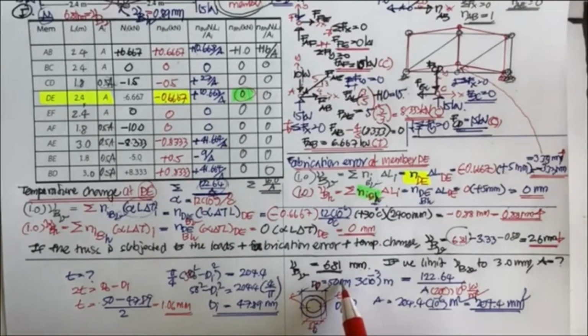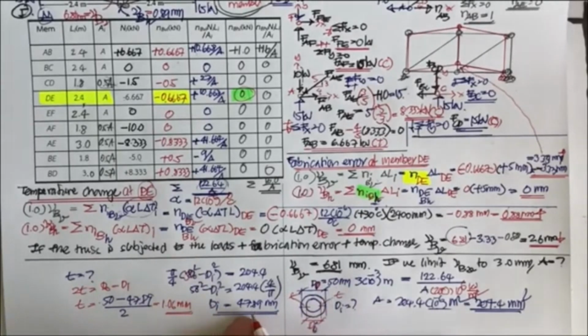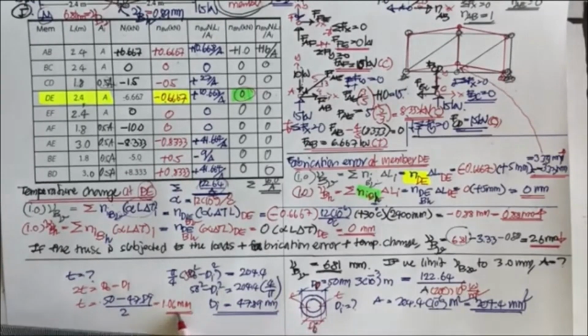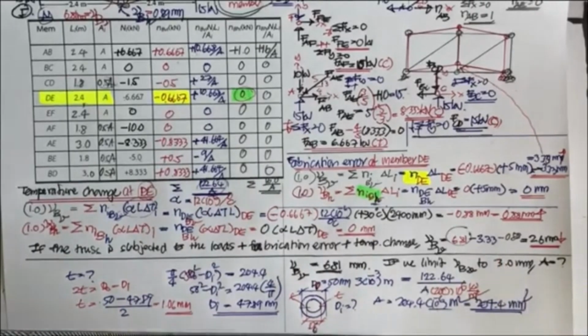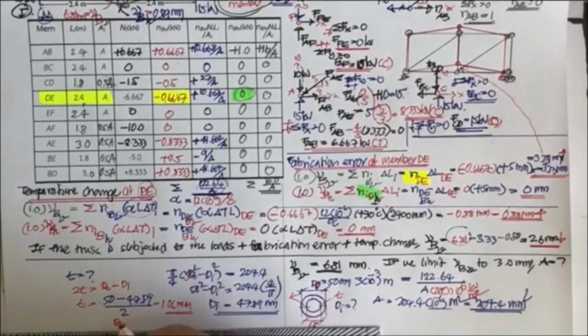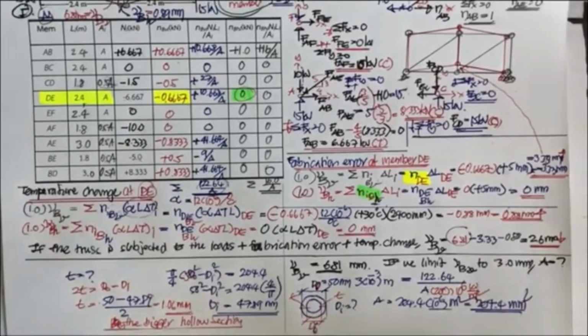And now you can buy the steel hollow section with the outer diameter of 50 millimeter and inner diameter of about 47.89. You may get the thickness of this, but you may not find this section exactly. You have to buy the bigger hollow section. You have to use the one that has the bigger section.